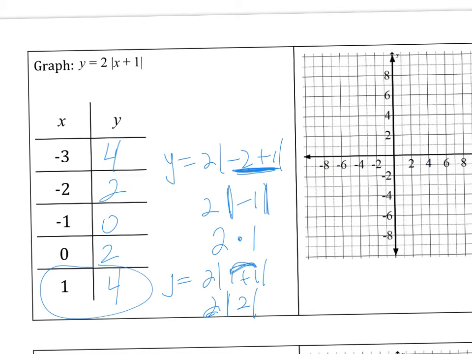The absolute value of 2 is 2. So we have 2 times 2, which equals 4. So if x is 1, y is 4. And hopefully, with these explanations, if you didn't get 0, 2 for this point, and you think it through, you can figure out how that happens.